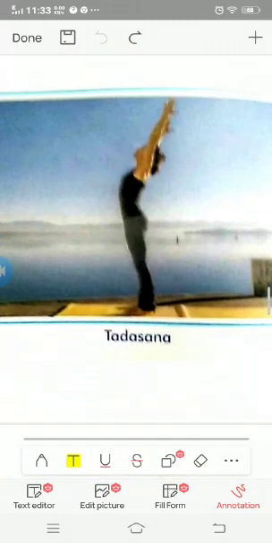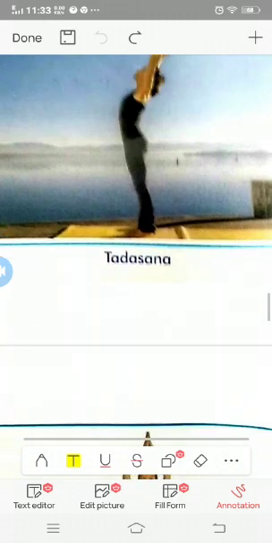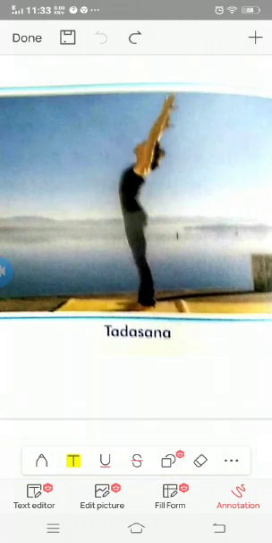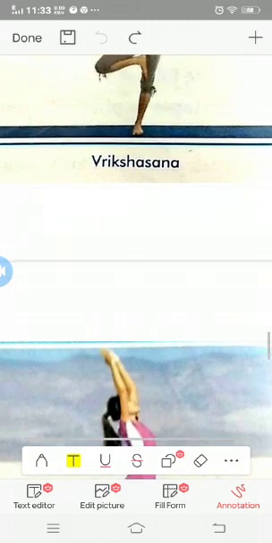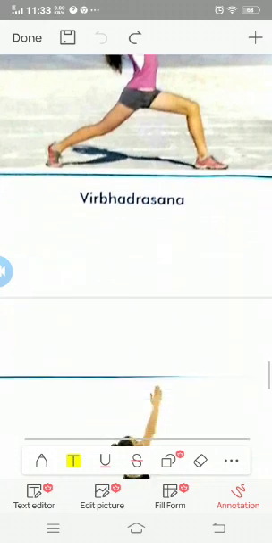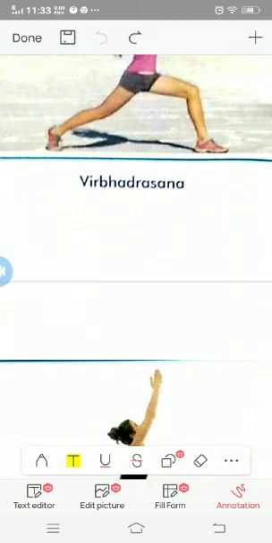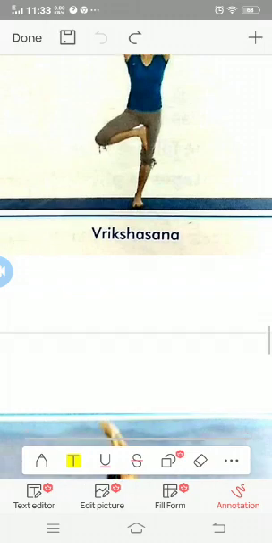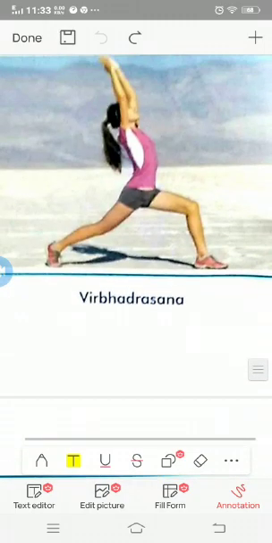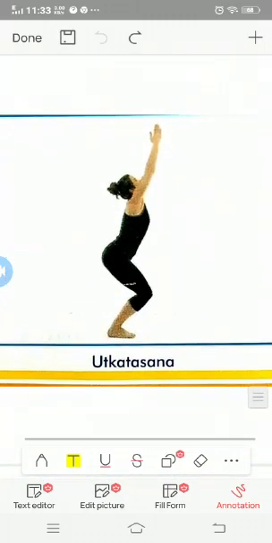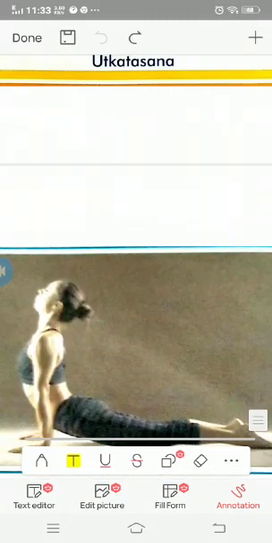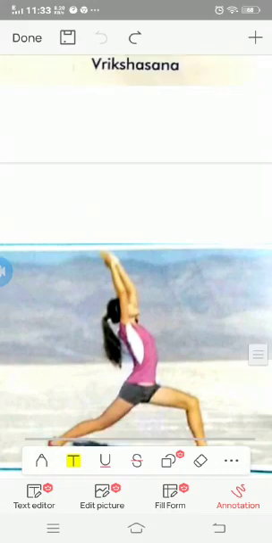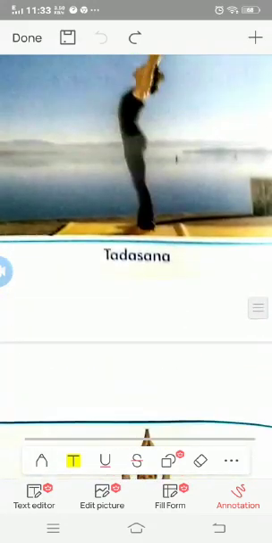Some yoga is there too. We should also do some yoga to keep our body fit, like Dandasana, Vrikshasana, Veerbhadrasana, Utkatasana and Bhujangasana. We should do these yogas to keep our body fit.